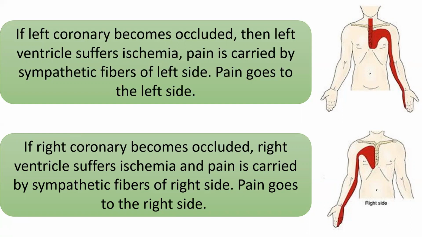But the left side suffers more ischemia, as I have explained earlier, because the left ventricle is in a risk situation as it receives blood only during diastole. So ultimately, the left side of the heart suffers more ischemic attacks, and ultimately pain goes to the left side of the body. This is my explanation.